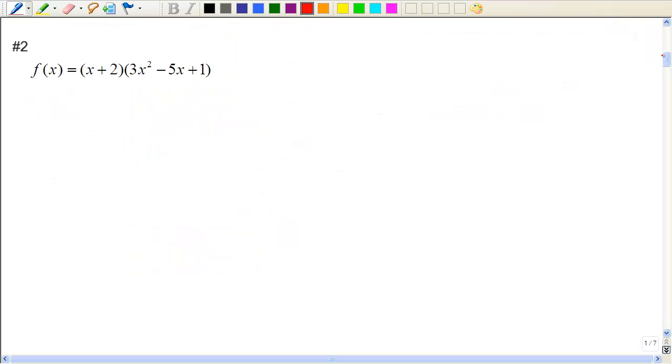All right, on this next example, again, I could multiply this out. It's not that bad, but let's see if we can use the product rule. So I'm going to identify the product. Remember, that means to multiply. So I'm going to use my U and V. A lot of people use first and second. That's okay. Then I'm going to take the derivative of each part.